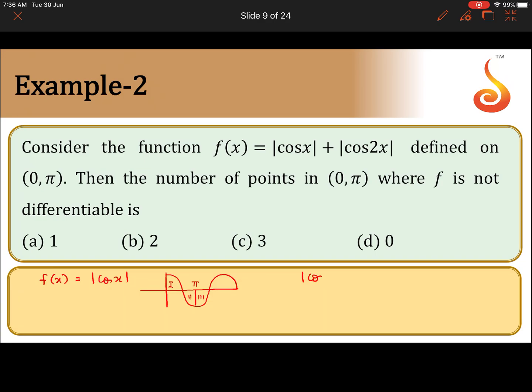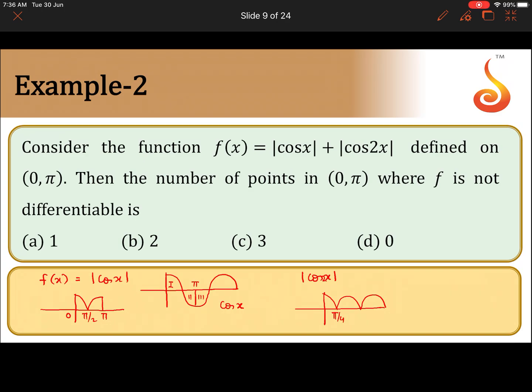Similarly, this is the graph of mod cos x, and this is the graph of cos x. What will be the graph of mod cos x? Mod cos x graph will be like this. So this is 0, this is pi by 2, and this is equal to pi. Similarly, mod cos 2x graph. Mod cos 2x graph, obviously the same behavior it will be, but the interval will change.